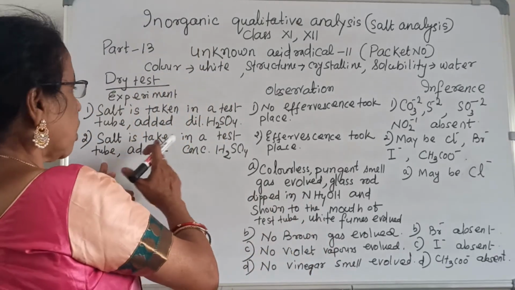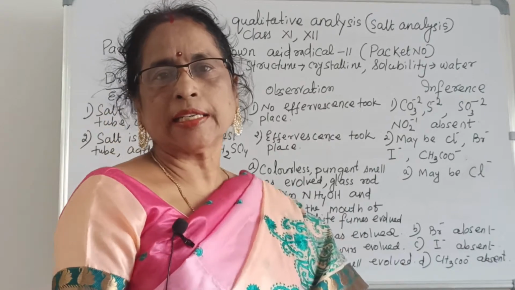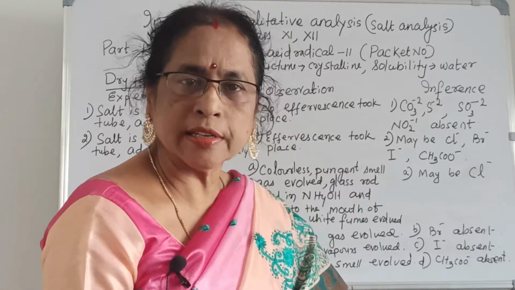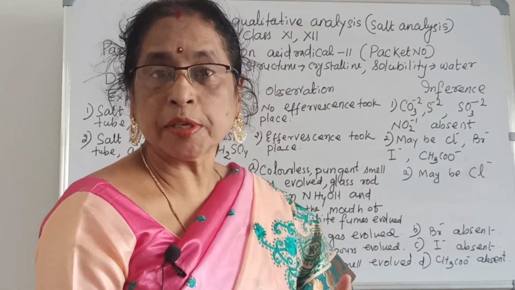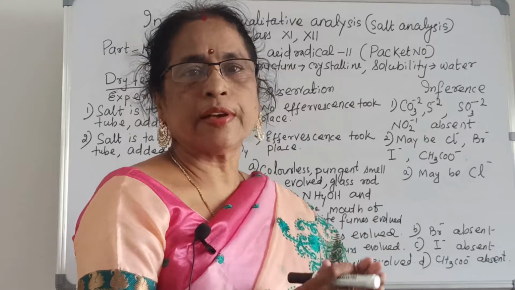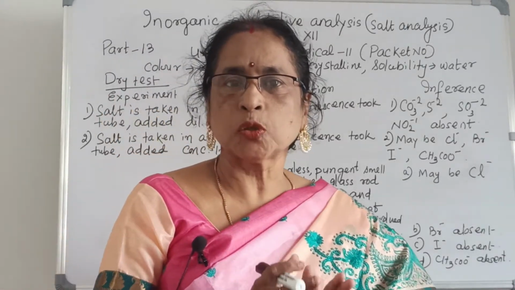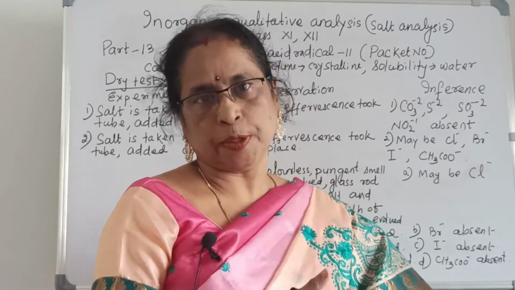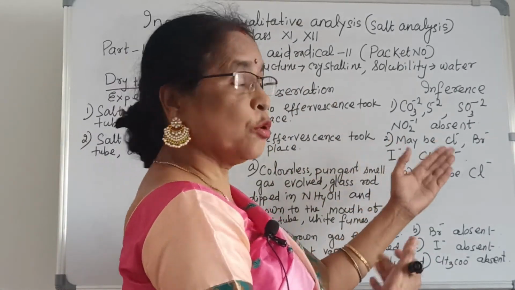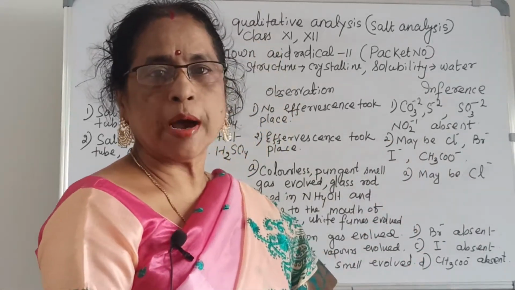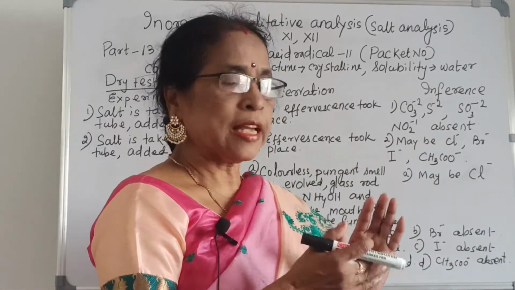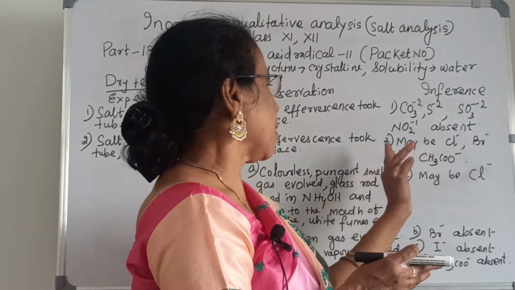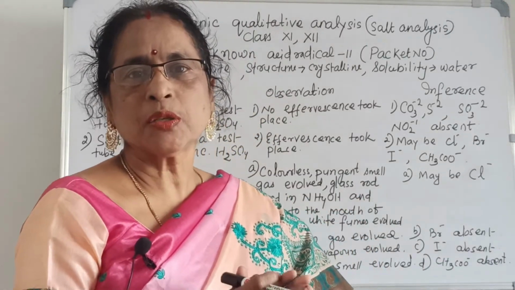For the dry test, the salt is taken in a test tube and concentrated sulfuric acid is added. When the concentrated sulfuric acid is added, what is the observation? I observe that effervescence took place. Effervescence means some reaction, or some colored vapors we should observe. Yes, I observe it. So it may be chloride, bromide, iodide or acetate. That means out of these 4 acid radicals, one should be there.